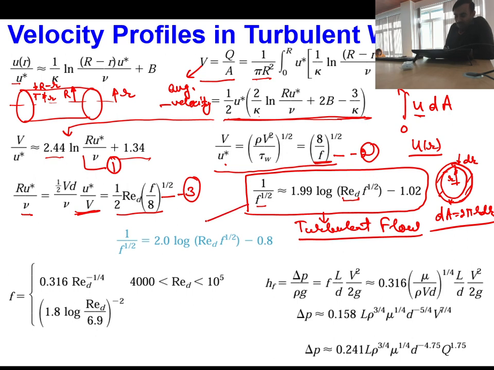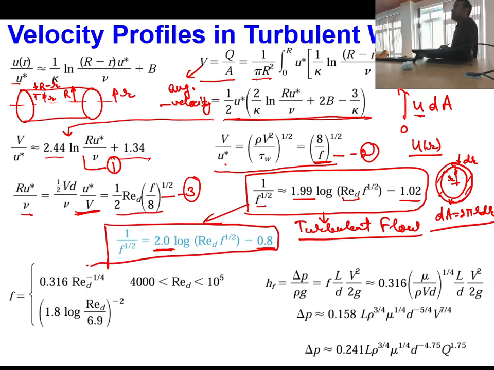Now Prandtl has further simplified this equation and modified the coefficients so that they come closer to the experimental data. After Prandtl's modification, the coefficient 1.99 has become 2.0 and the coefficient 1.02 has become 0.8. So I can consider this to be my main actual equation, which shows the variation of friction factor with Reynolds number for turbulent flow.